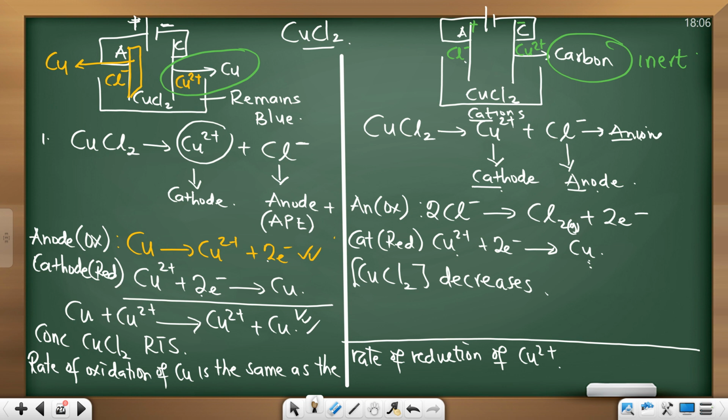Guys, are we okay with what happens? You understand why the concentration changes? We're good. Let's jump into that question now.